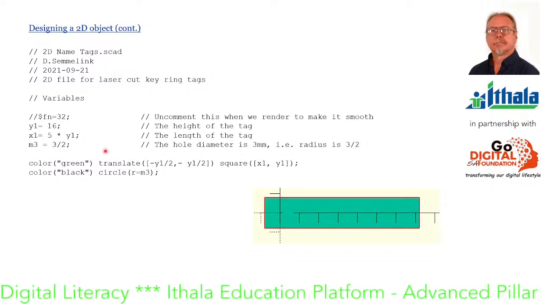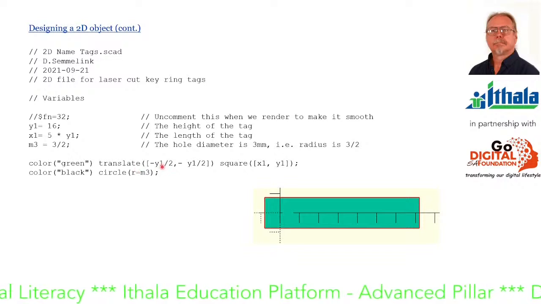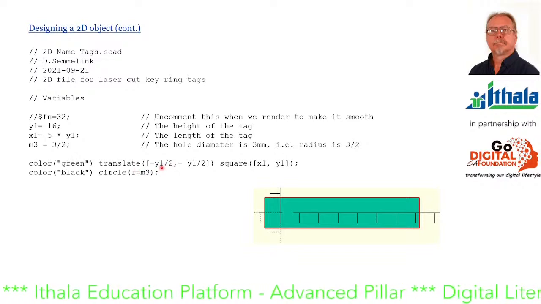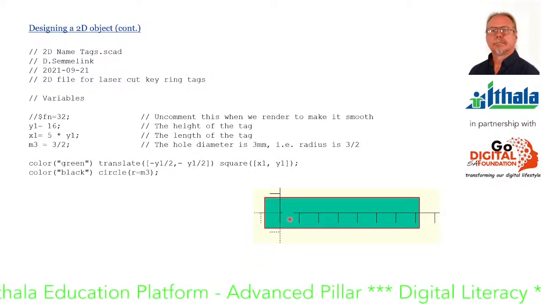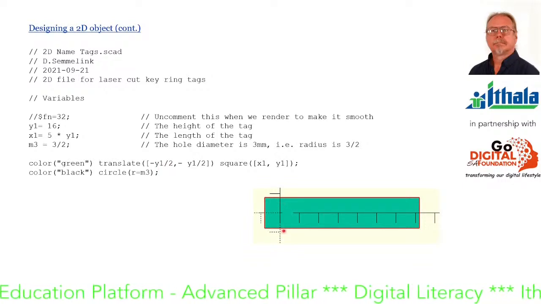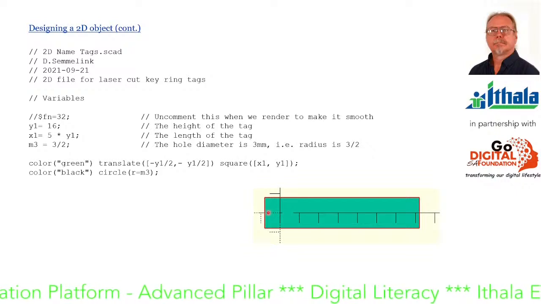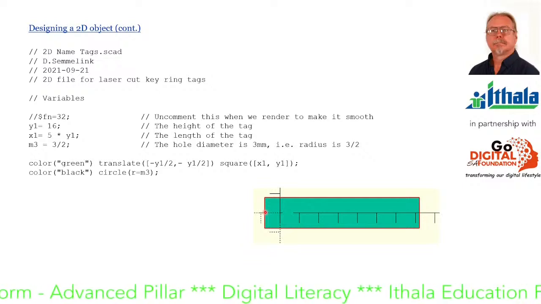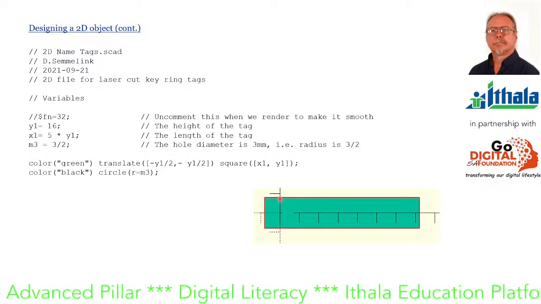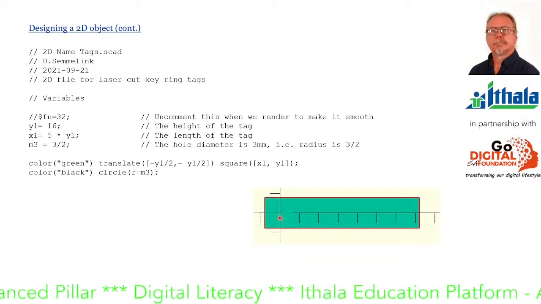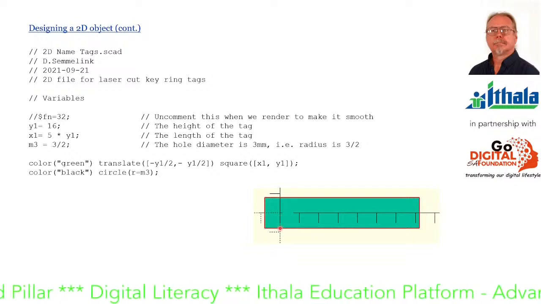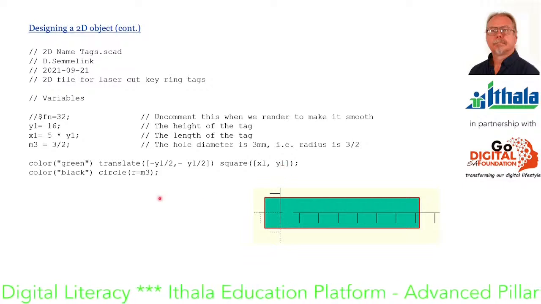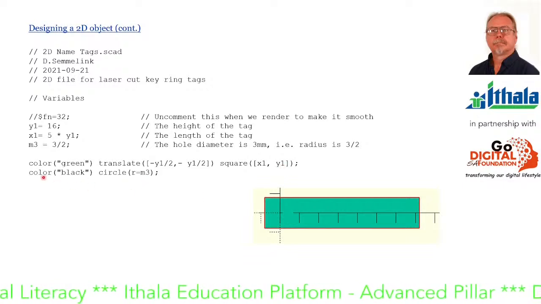Now we say color green, translate, and we're moving it by negative y1 divided by 2 on the x-axis. So this was 16, so we want to move it by 8, and it's negative. So we're shifting it over negative 8. And then the y value, again, it's y1 divided by 2, so we're shifting it down by 8. And that's square x1, y1. And the circle is after that.